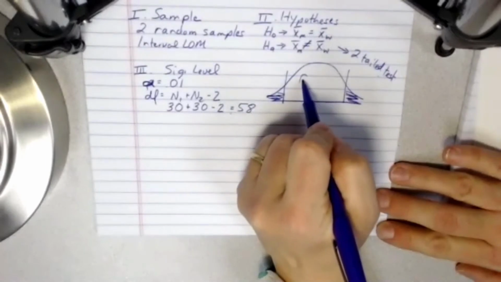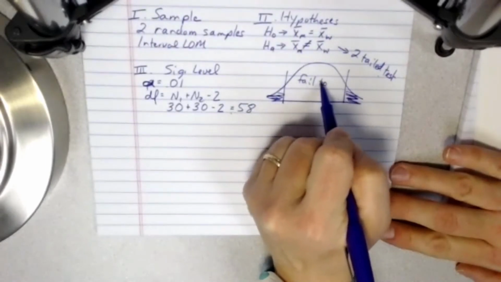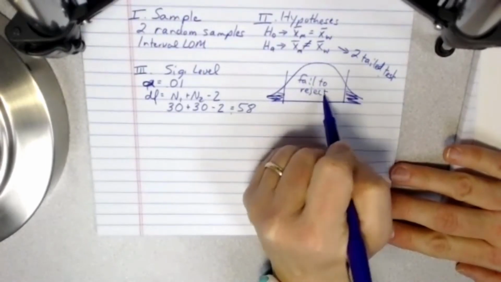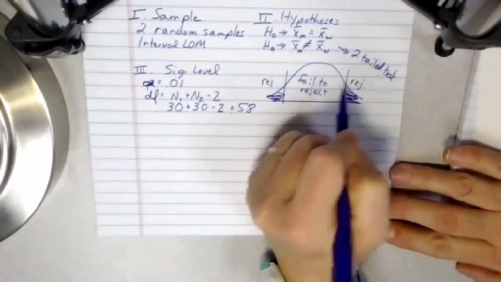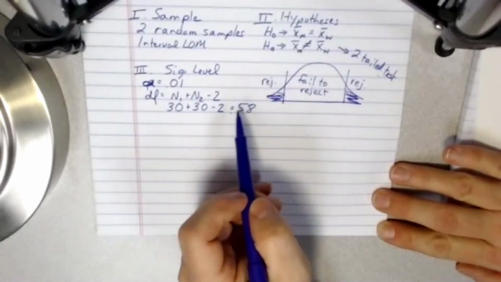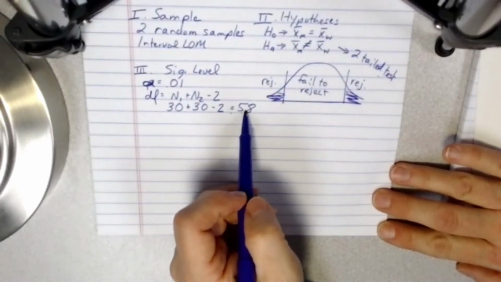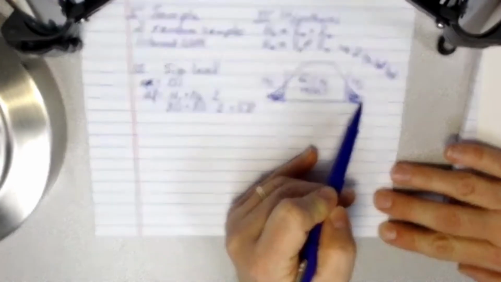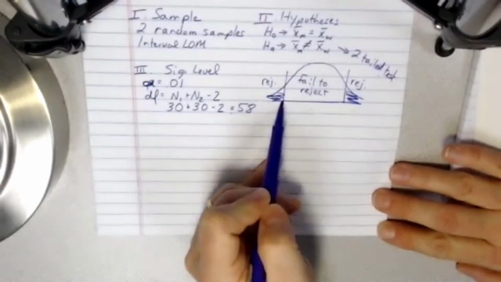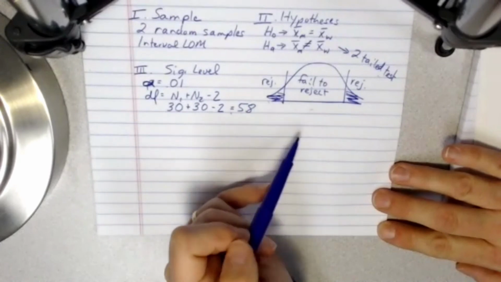So this is going to be our, and I like to label it for my own help, our fail to reject region. This is our reject region, and this is our reject region. So that means that if our calculation of the two-sample t puts us with a number that is either over here or over here, we will reject. And if it puts us with a number that is in the middle here, we will fail to reject.